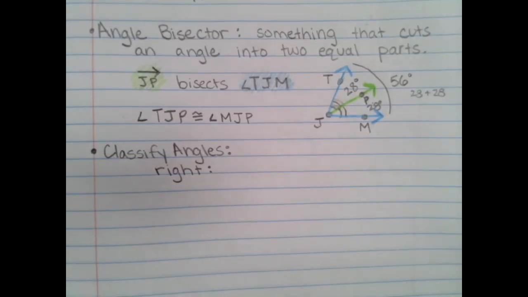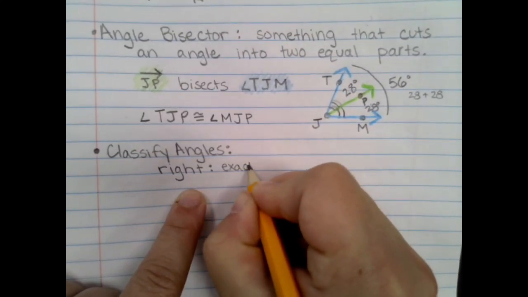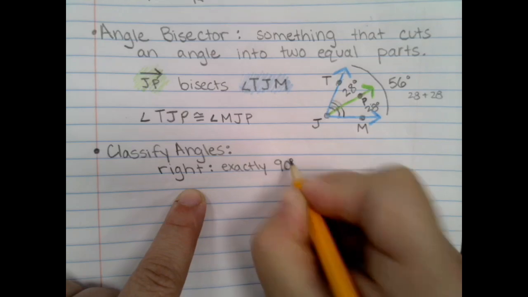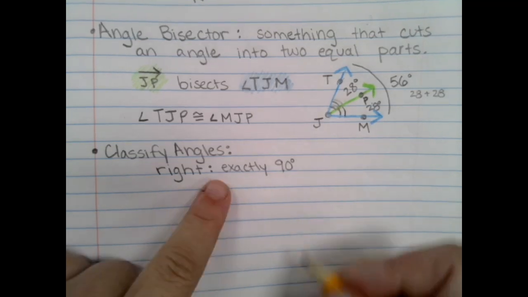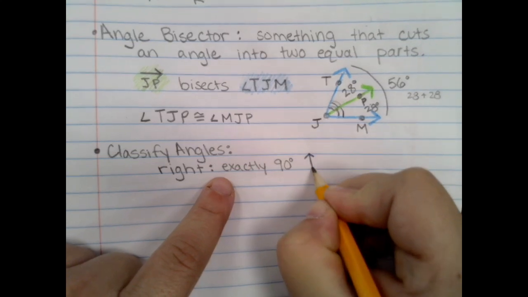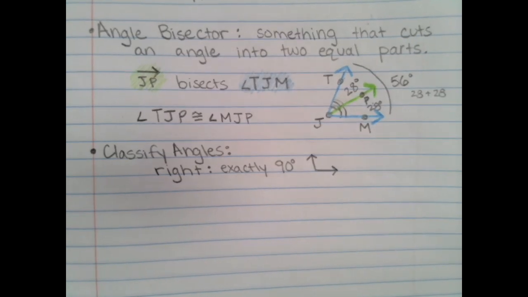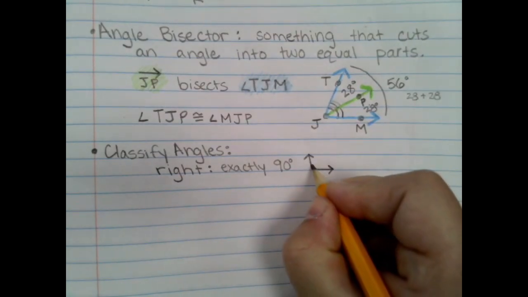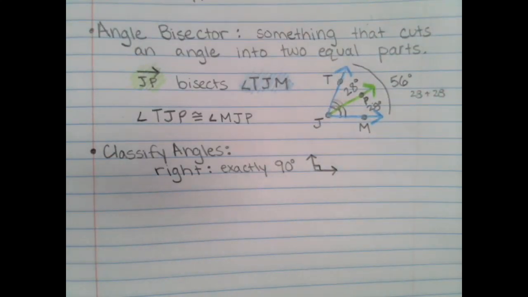90, yeah. So right angle means it's exactly 90 degrees. If I draw it again, that looks kind of like that L shape. But what symbol can I put in that angle to show it's exactly 90 degrees? Got that little square, the little box in the corner. All right, what's another way we can classify an angle?